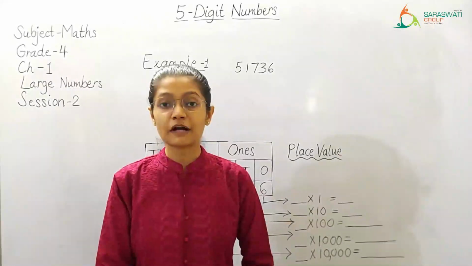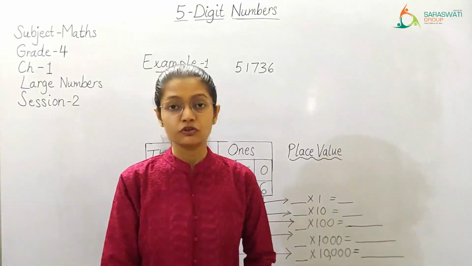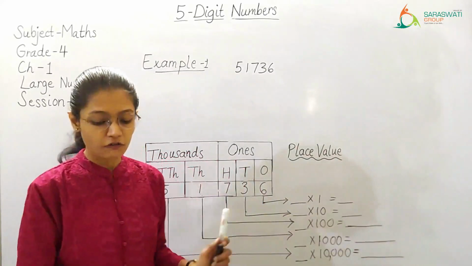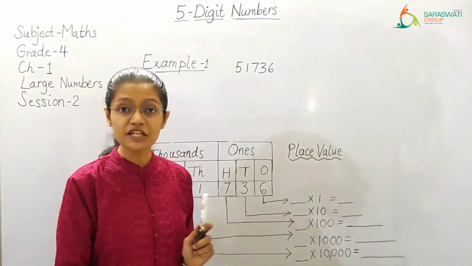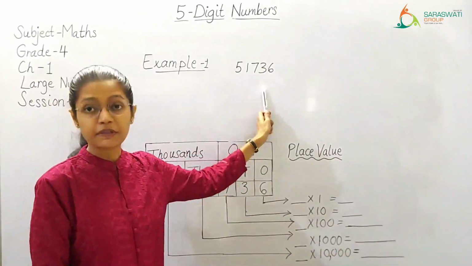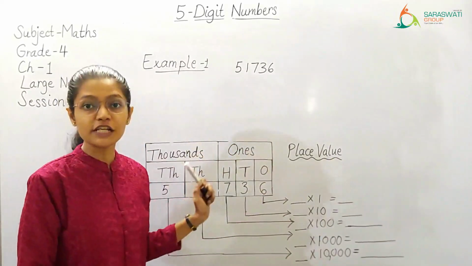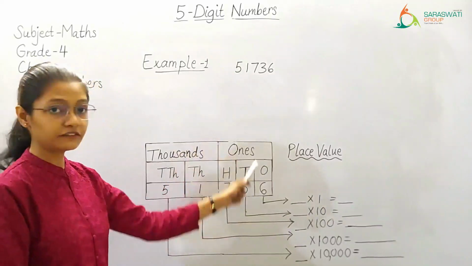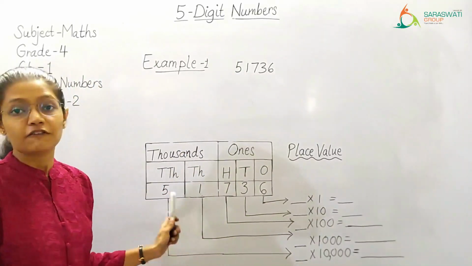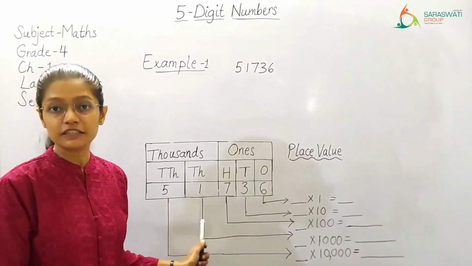Now let us solve example 1 from the textbook. So here in example 1, we have to write the place value of each digit of this number, and also we have to write its expanded form. So I have already noted down the number in the place value chart.